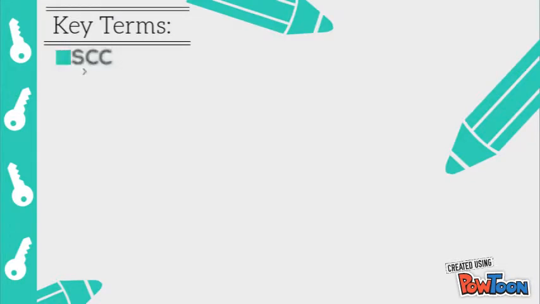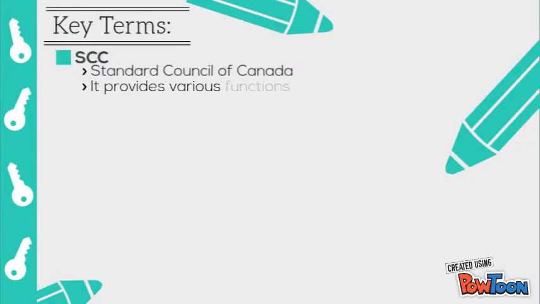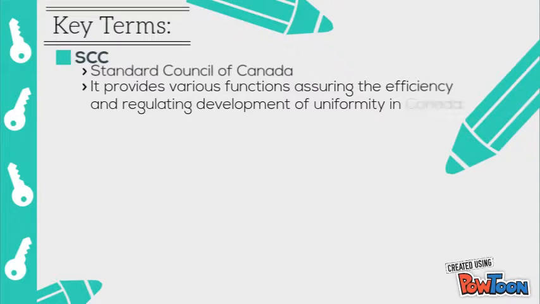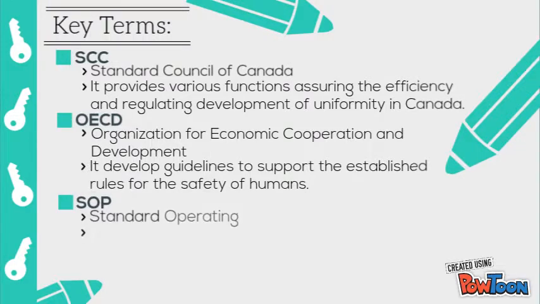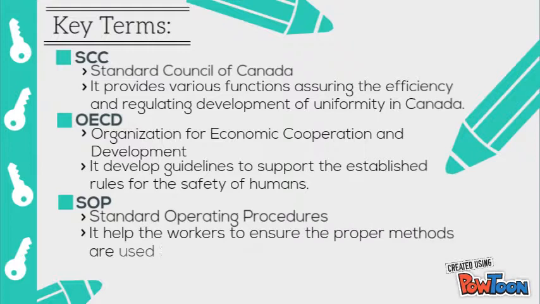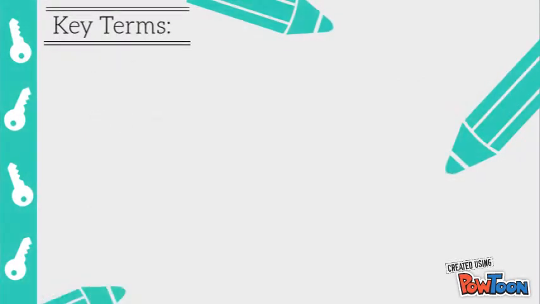These are the following key terms to be discussed in the video. SCC, Standards Council of Canada. It provides assurance of efficiency in regulating development uniformity in Canada. OECD, Organization for Economic Cooperation and Development. It develops guidelines to support the established rules for the safety of humans. SOP, Standard Operating Procedures. Procedures which help the workers to ensure proper methods are used.